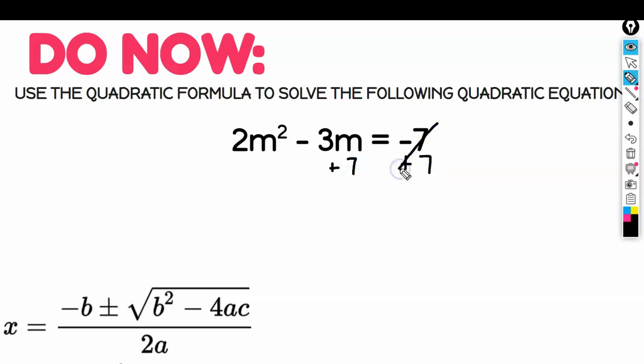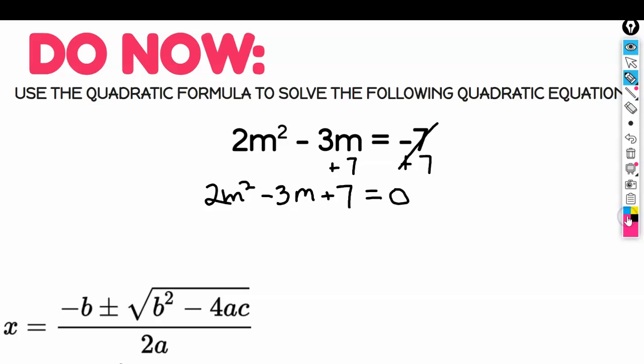So here, these cancel out. And what I am left with is 2m squared minus 3m plus 7 equals 0. So again, the order really matters. I need to have the squared term first, then the term that has the variable but isn't squared, and then at the very end, just the constant, the one without a letter.